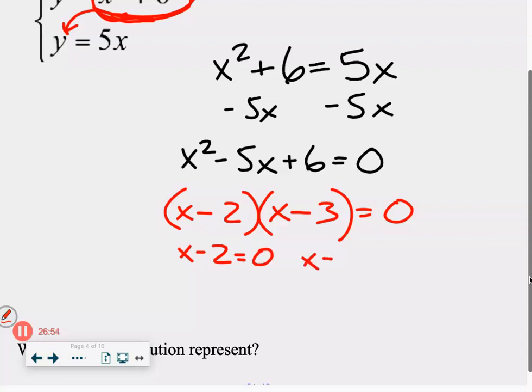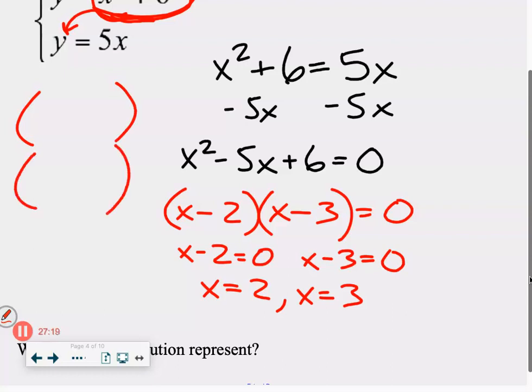Now, these are not the solutions. These are the factors. Now we have to set each factor equal to 0 to find the solution. So what are our two solutions? X equals 2 and X equals 3. Is that the answer to this problem? No, because when we solve a system, the answers are ordered pairs, right?